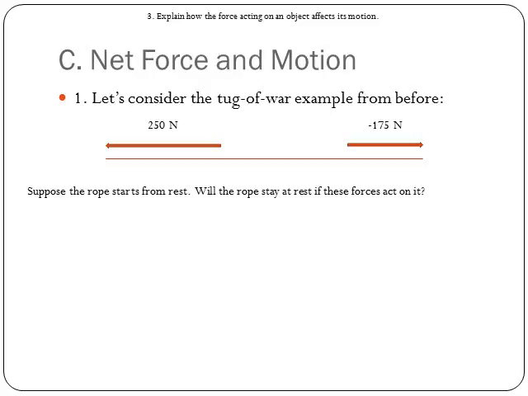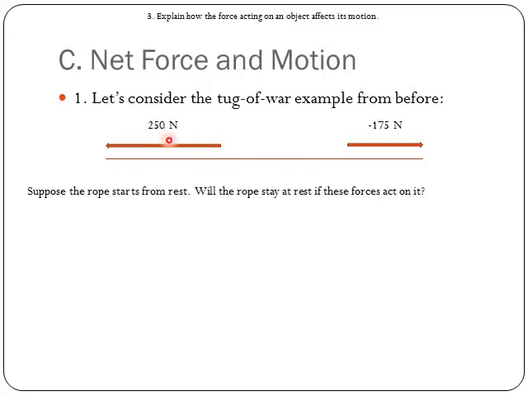So suppose the rope starts from rest. So maybe we're looking at this situation as soon as this tug-of-war game begins. So perhaps a whistle is blown and both teams start pulling, so that rope is starting from rest. The question we're asking here: will the rope stay at rest if these forces act on it?